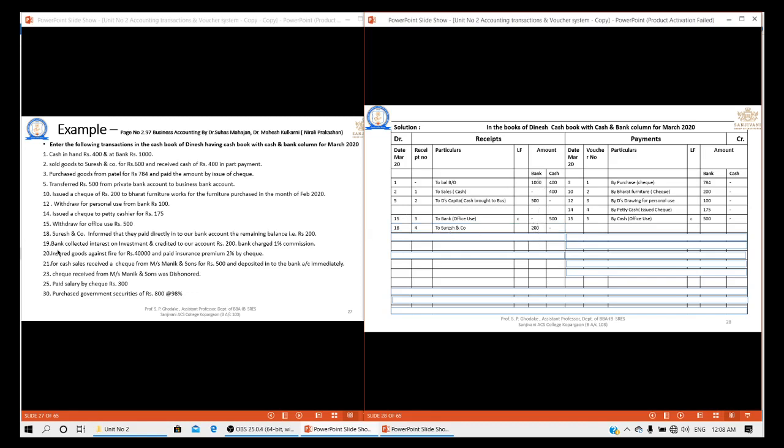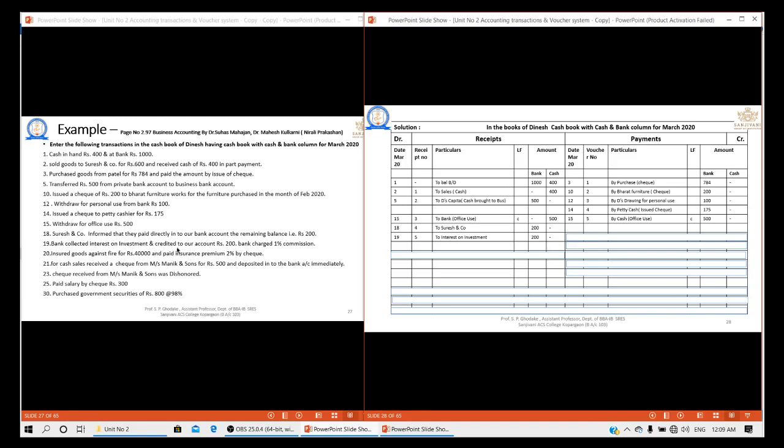Then on 19th, bank collected interest on investment and credited to our account rupees 200, and bank charged 1% commission. So interest on investment is paid by the bank. So it is on the receipt side. Interest on investment in the bank column we have received 200, but for that bank has charged 1% commission. So for 200, 1% is rupees 2.